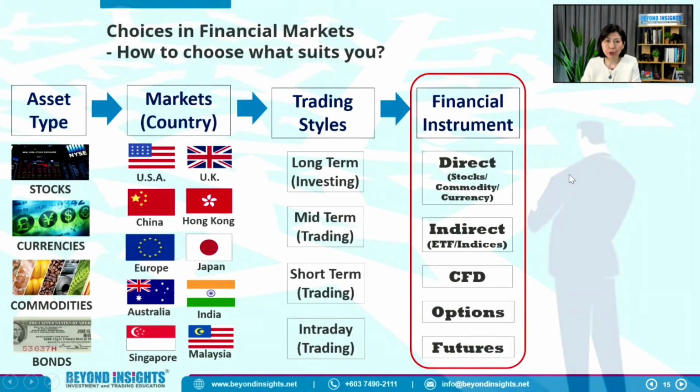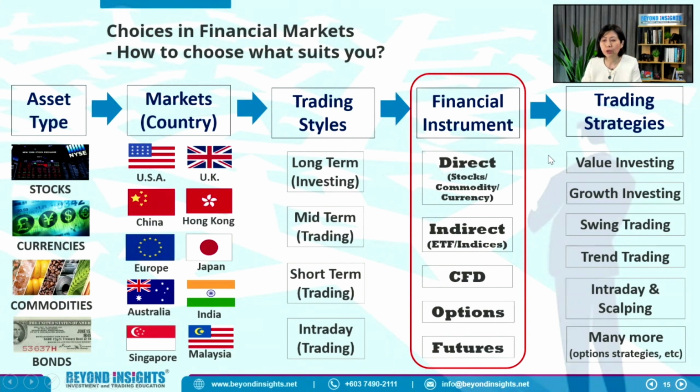After you choose the financial instrument to trade, for example, you can use either direct stock, CFD, or options to trade the stock market, then you still need to choose how you want to trade it. Those are called trading strategies. For example, whether you want to use a swing, trend, or intraday way to enter and exit. And the financial instrument itself is a big topic, which will be covered separately in the video. Do look out for that video.